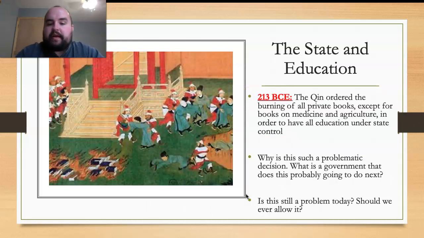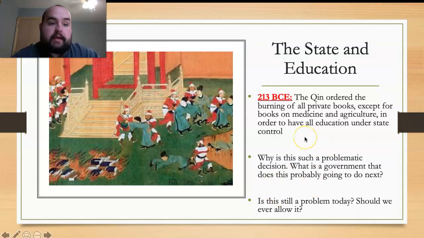Now, one thing I also do want to focus on is the role the Qin dynasty had in the state and education. At around 213 BCE, the Qin ordered the burning of all private books in the empire, except for any books on medicine and agriculture, in order to have the state control all education.